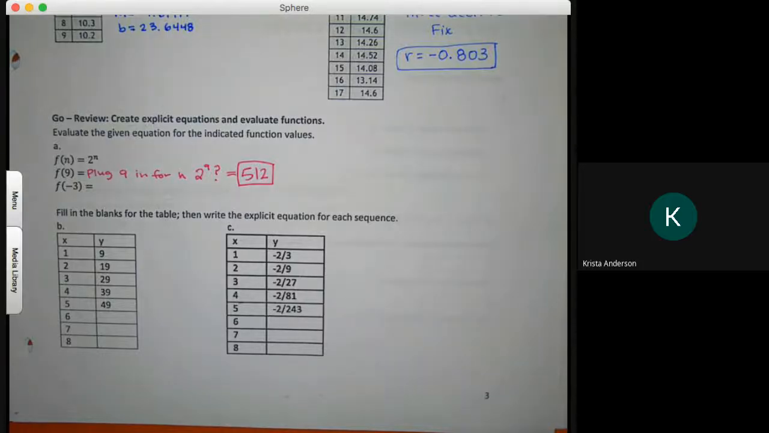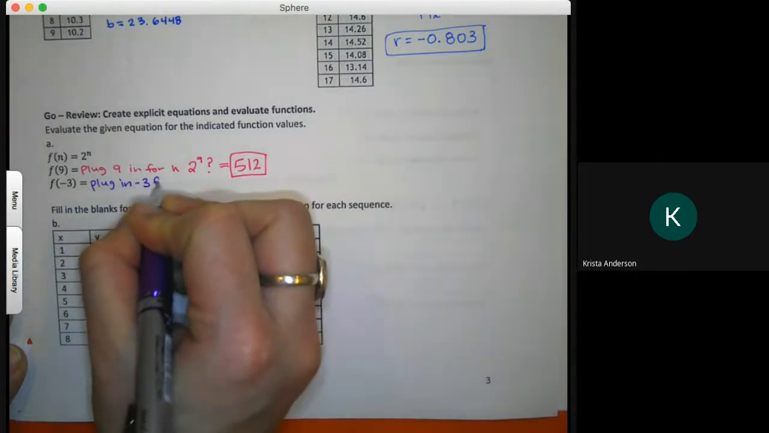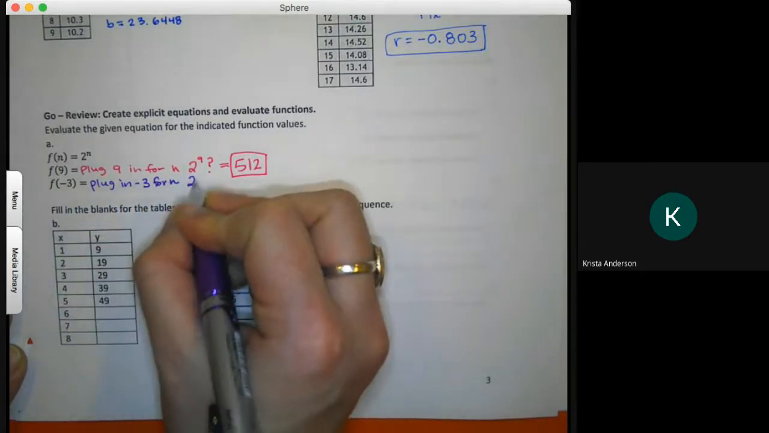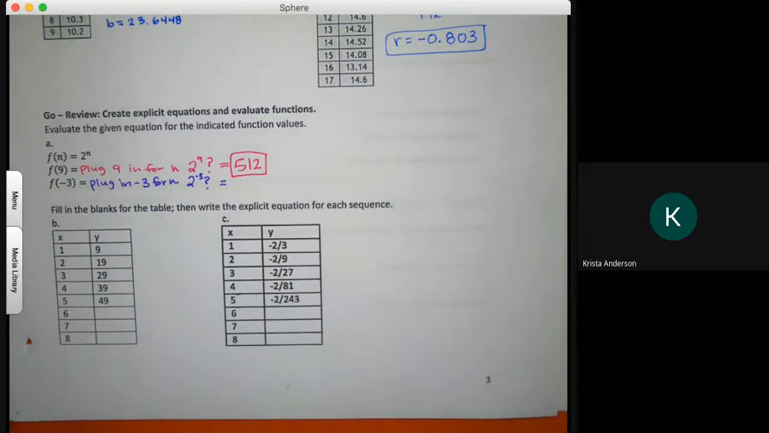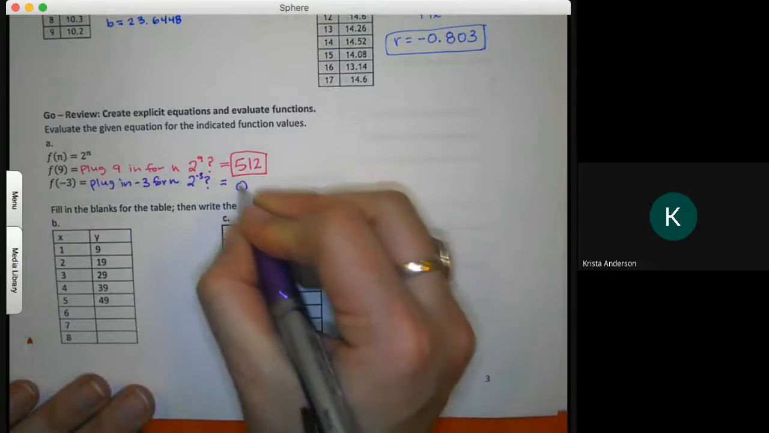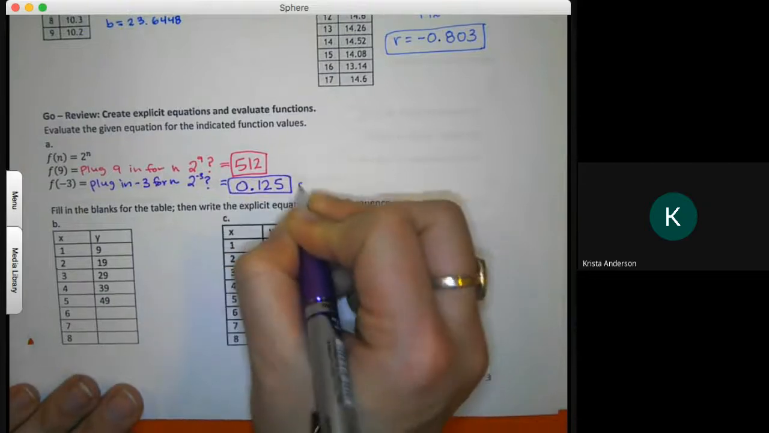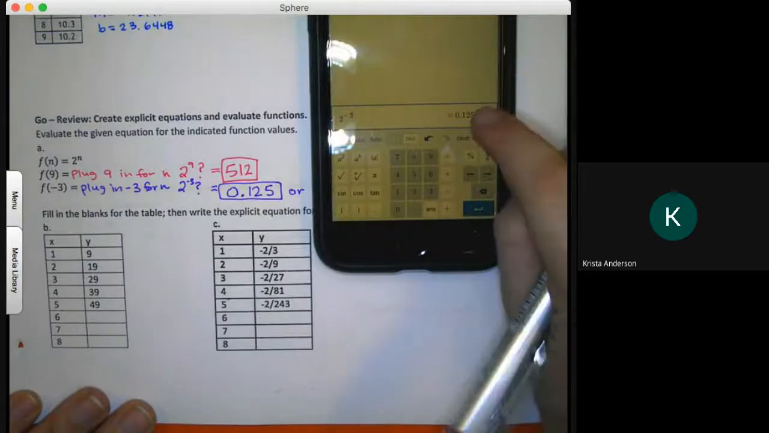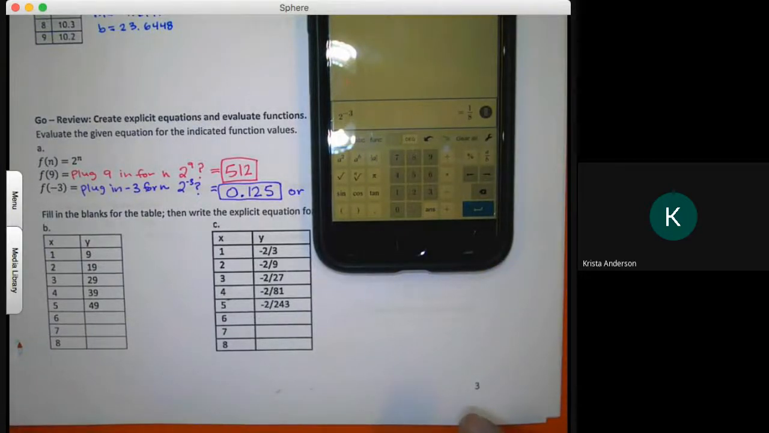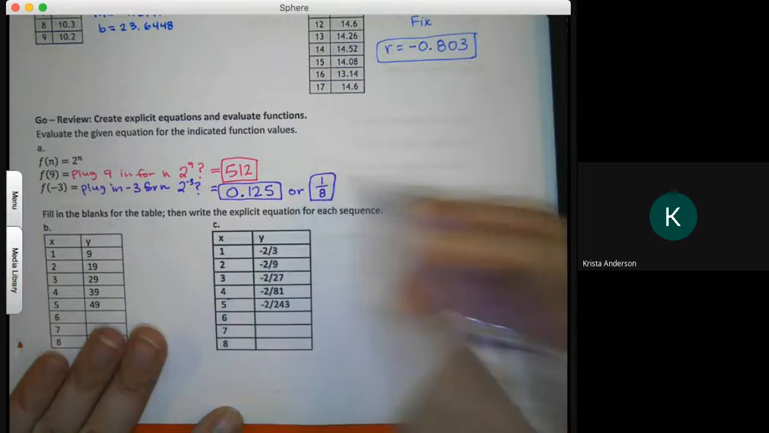Then it wants me to plug in -3 for n. What's 2 to the -3rd power? That looks weird. Okay, I have a choice. 0.125, or if you don't like the decimal, you can use the fraction button. Look, 1/8. Doesn't matter, decimal or fraction. Whichever one you prefer to type in.